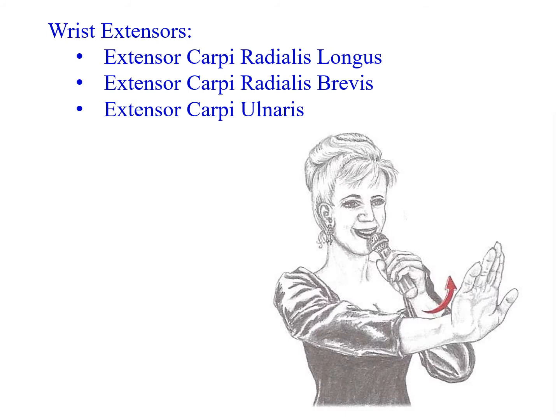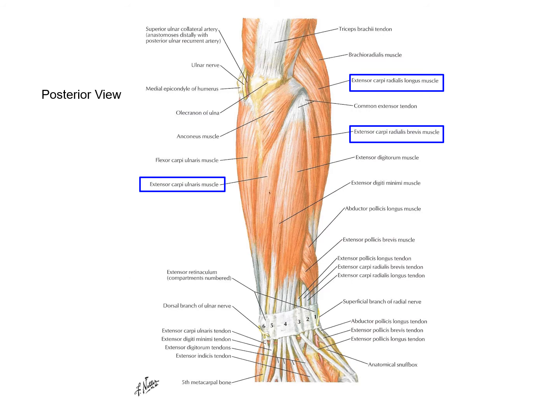There are three major muscles within the forearm with a major responsibility to extend the wrist when they all work together. These are the extensor carpi radialis longus and the extensor carpi radialis brevis, found on the radial or thumb side of the forearm, and the extensor carpi ulnaris, which is found on the ulnar or little finger side of the forearm. These three wrist extensor muscles in the forearm can be seen on the posterior surface of the forearm in this graphic.